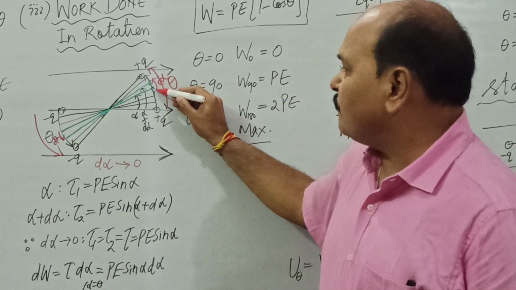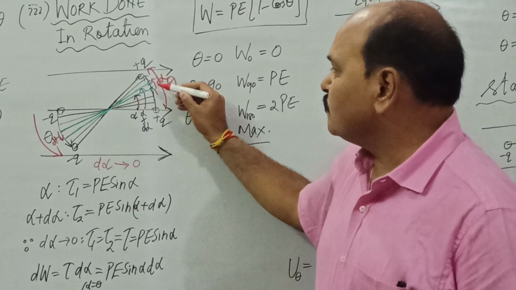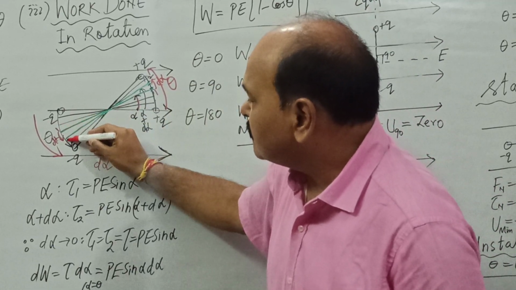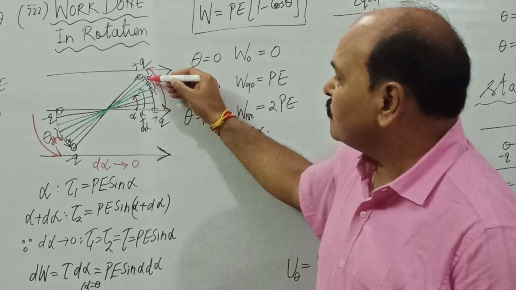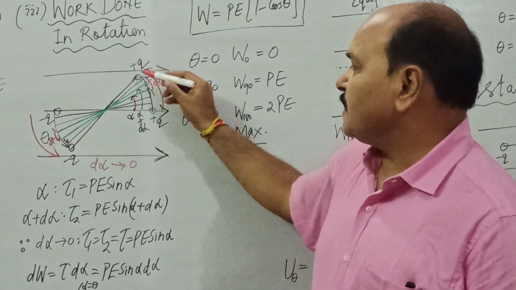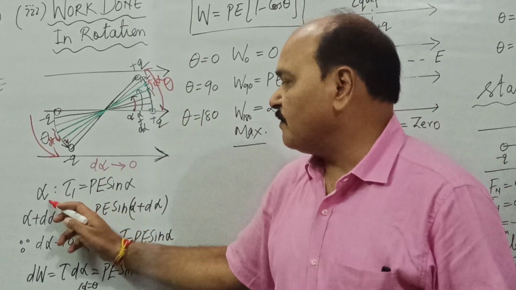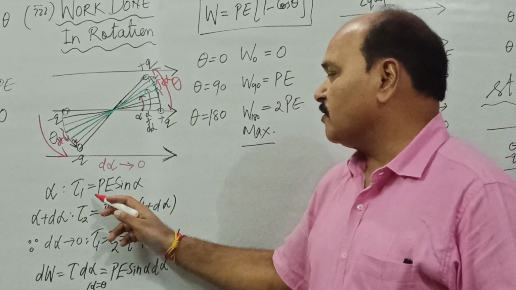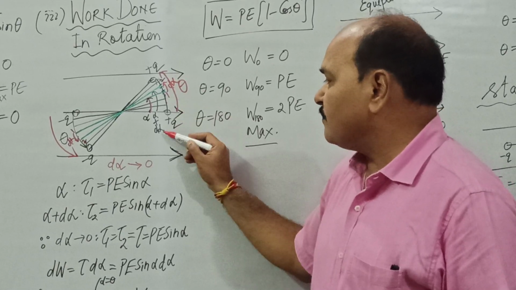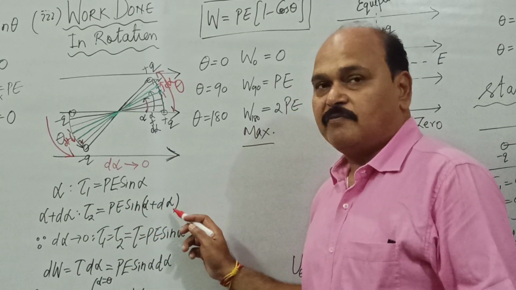Now, when the dipole is at position 1, it makes an angle alpha with the field, and when the dipole moves to position number 2, it makes an angle alpha plus d alpha with the field. When it makes an angle alpha with the field, the torque acting over the dipole would be Pe sin alpha. And when it makes an angle alpha plus d alpha, the torque would be Pe sin (alpha plus d alpha).